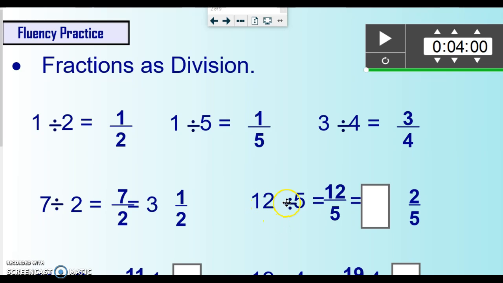All right, let's look at 12 divided by 5 equals 12/5. Again, 12 is bigger than 5, which means we're going to need to switch that one. This time I gave you the fraction that's going to be left over, but how many times can 5 go into 12? If you count by 5's, so 5, 10, that means twice. You can go in there twice with 2/5 left over.